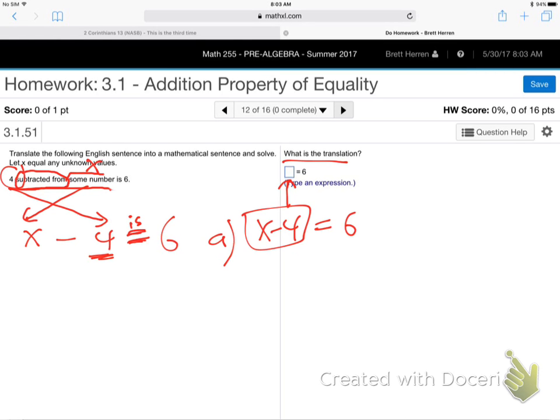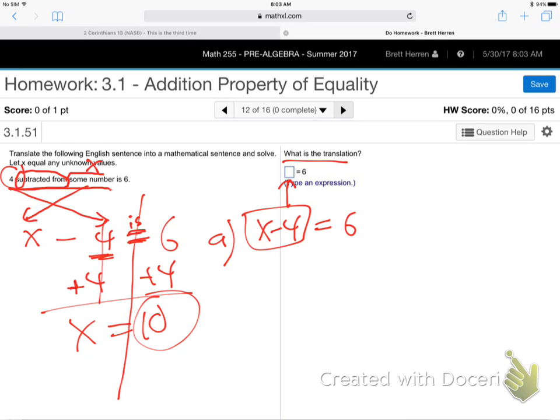And then you have to finish the second part. They want you to actually solve this. Let's finish solving it now that we know what the equation is. X is saying I want to be alone. So what do we do? Plus 4, on both sides. X is 10, right? These 4's cancel. X is 10. That's the answer they want in part 2.